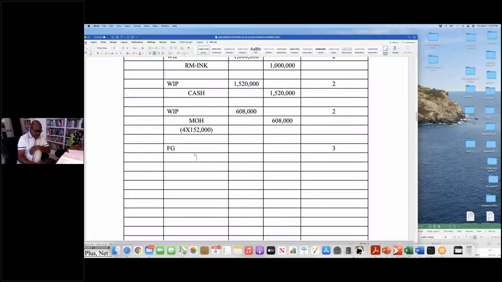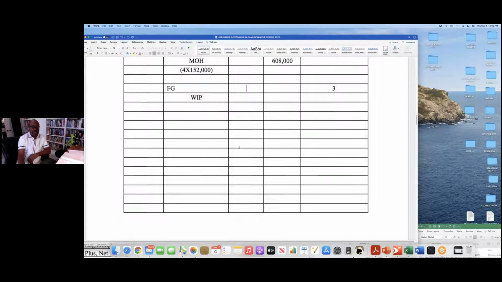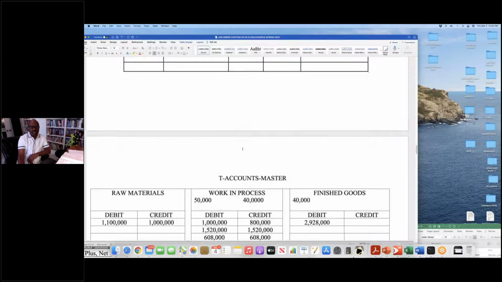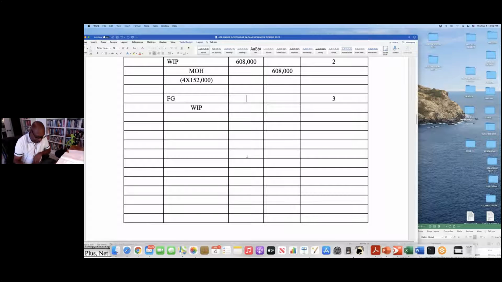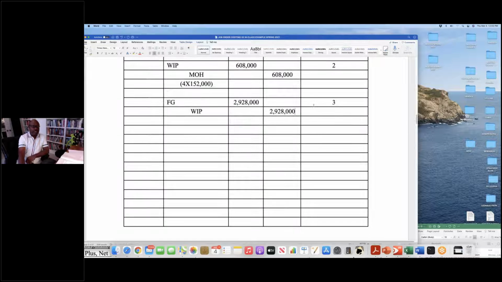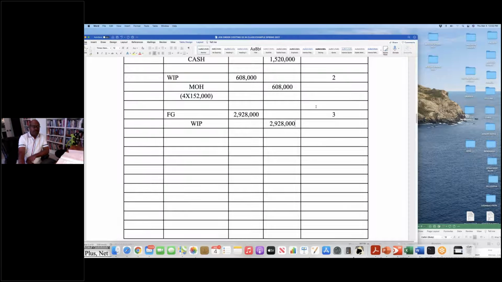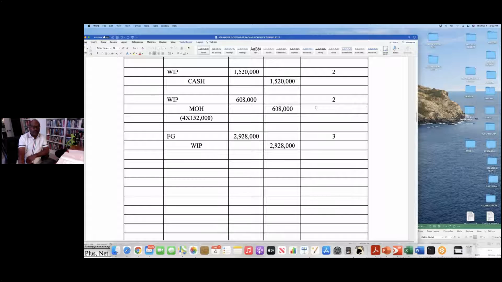And we credit work in process. Okay, 2,928. Thank you. So this is the only journal entry so far that requires any amount of calculation per se. It's not just straightforward.